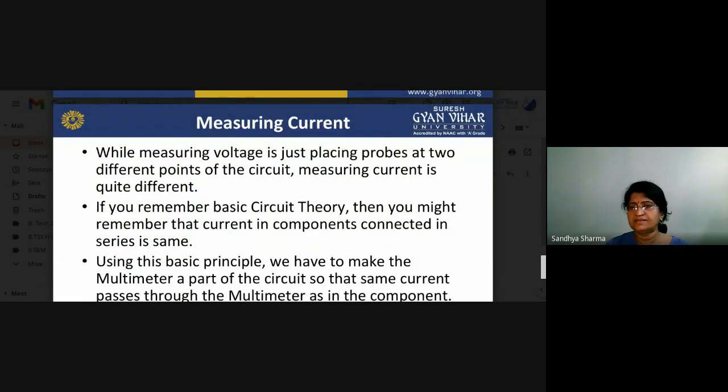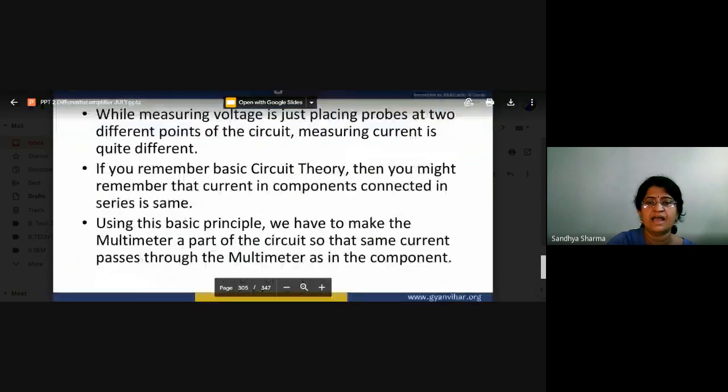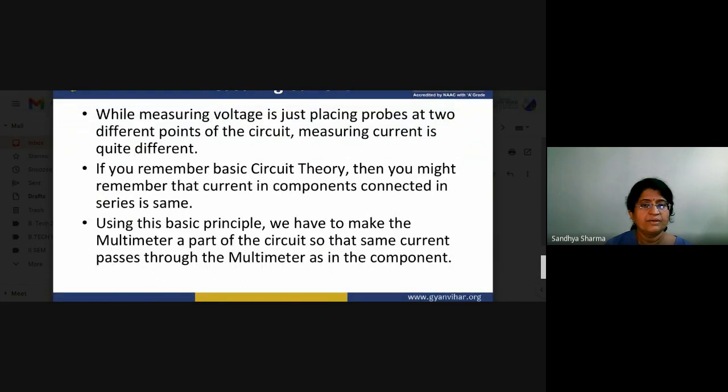Now we come to measuring the current. After measuring the voltage, we will move towards measuring the current. Measuring current is quite different from measuring voltage at two points of the circuit. If you remember basic circuit theory, you might remember that current in components connected in series is the same. So if you want to measure the current in any circuitry, you have to connect the multimeter in series. Using this principle, we make the multimeter a part of the circuit so that the same current passes through the multimeter as the component.